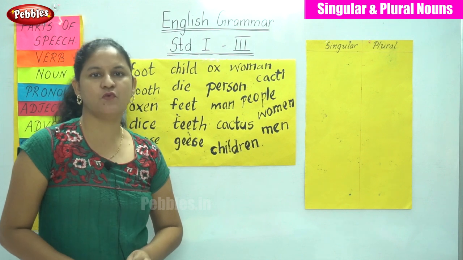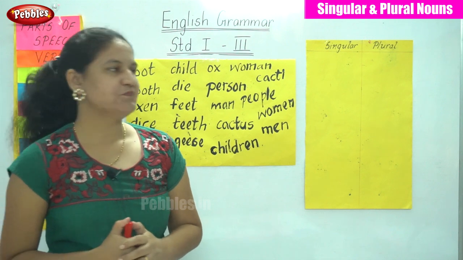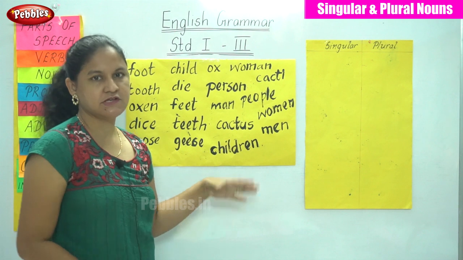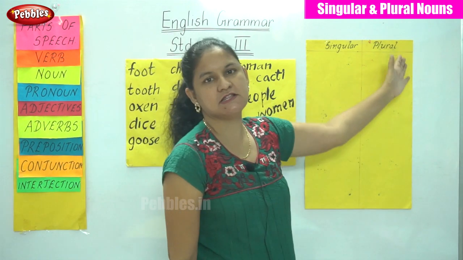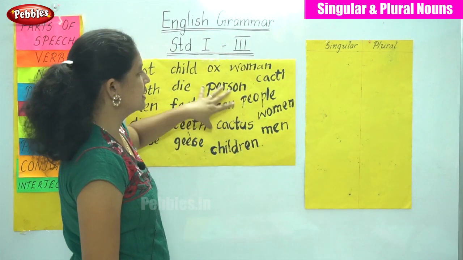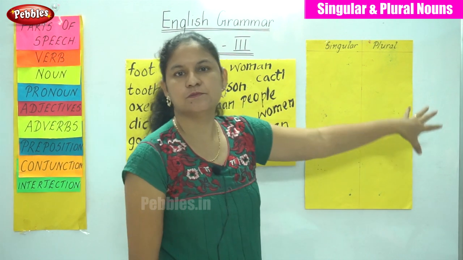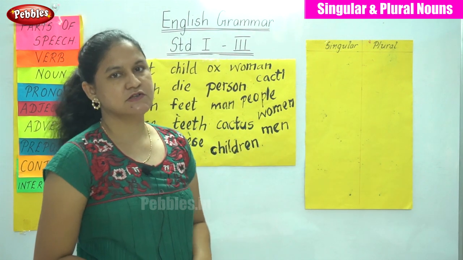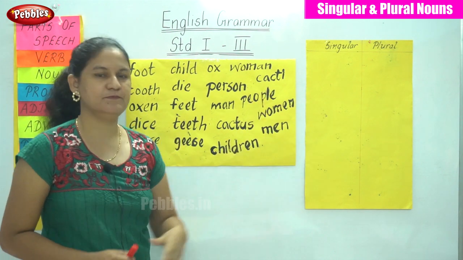Now we are going to move on to the singular and plural nouns. A small activity, and I have a mixture of the singular and the plural nouns, and we have a chart with one side singular and the other side plural. So we are going to pick out all the singular nouns from this chart and write it here, and we are going to place all the plural nouns on the other side of the chart. So let us read these nouns and then segregate into singular and plural.